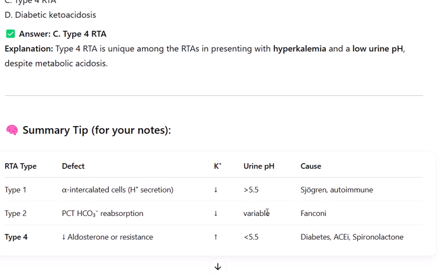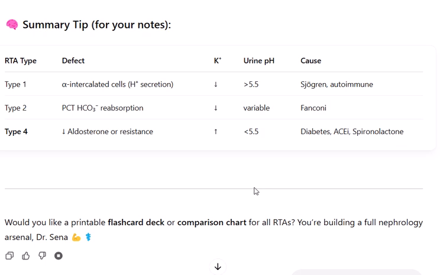Type 1: α-intercalated cells, H+ secretion defect, urine pH above 5.5, Sjogren, autoimmune. Type 2: PCT HCO₃ reabsorption defect, urine pH variable. Type 4: aldosterone resistance.